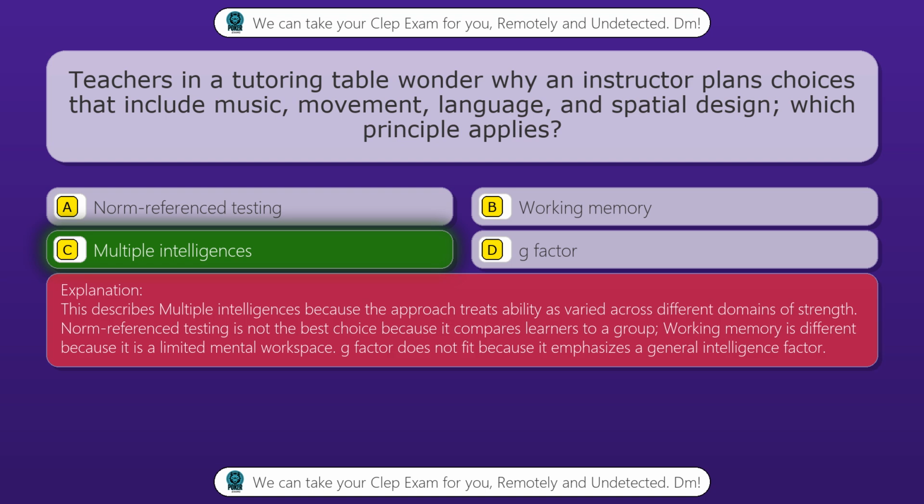This describes multiple intelligences because the approach treats ability as varied across different domains of strength. Norm reference testing is not the best choice because it compares learners to a group. Working memory is different because it is a limited mental workspace. G factor does not fit because it emphasizes a general intelligence factor.